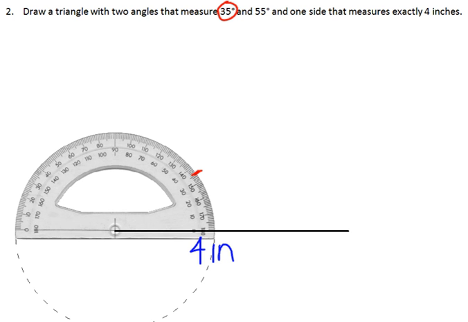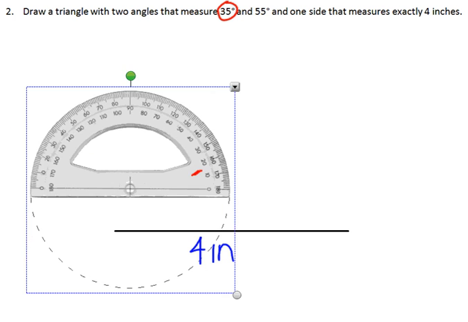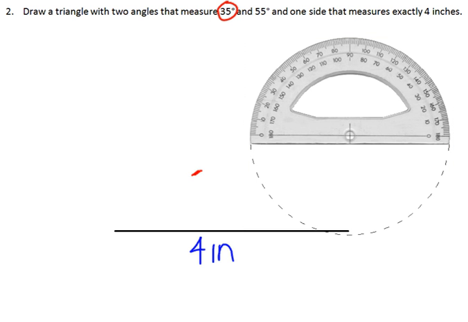Okay, then you can move your protractor out of the way and connect those. Be sure to use the protractor to get a really straight line. And then right inside the vertex, we're going to label that 35 degrees.